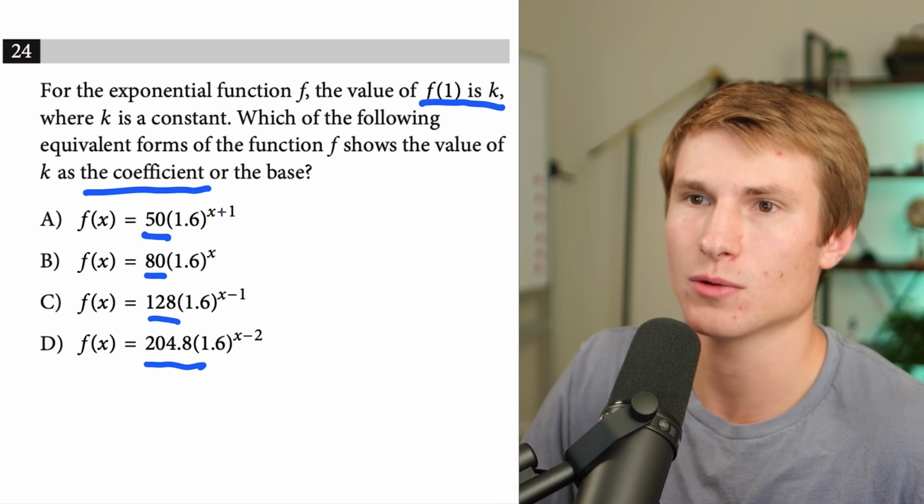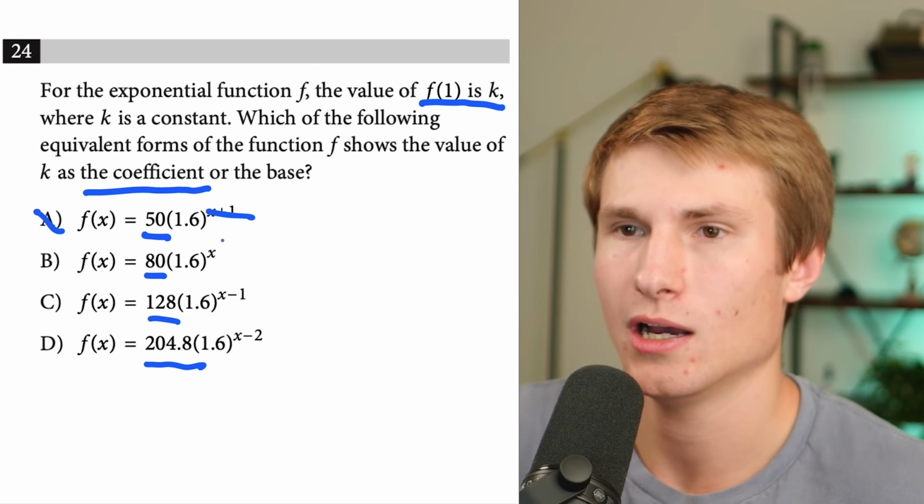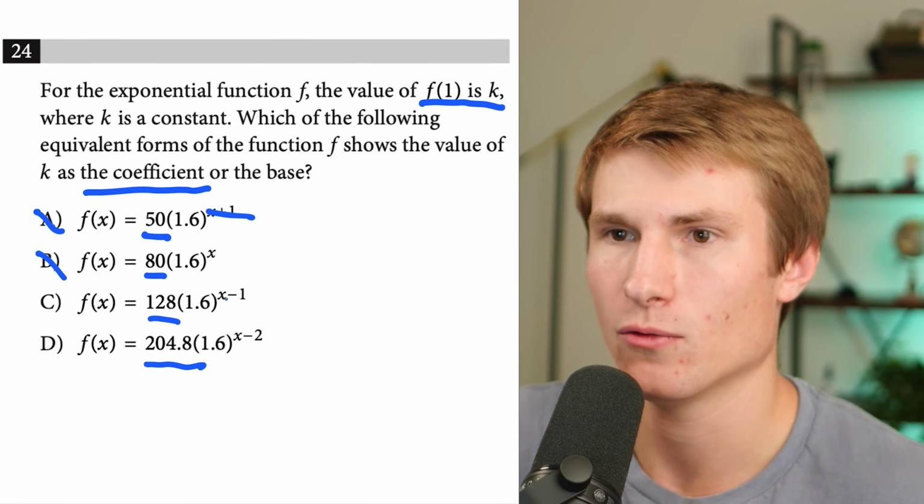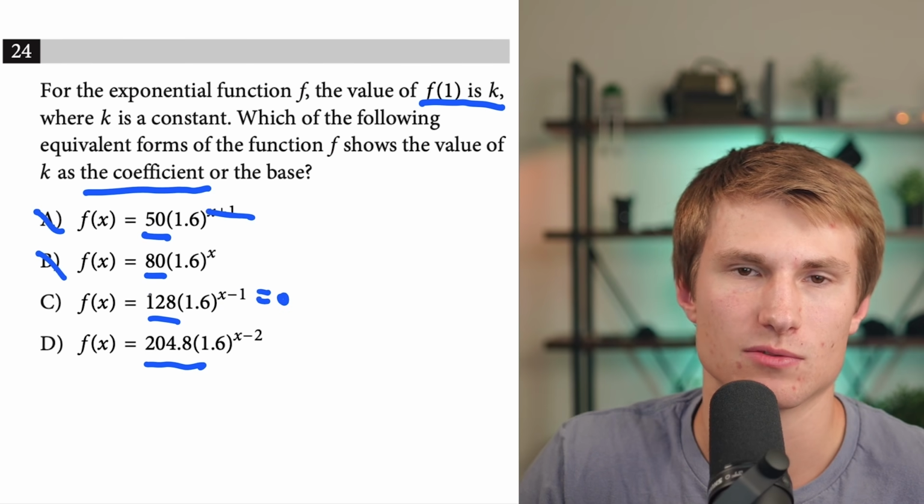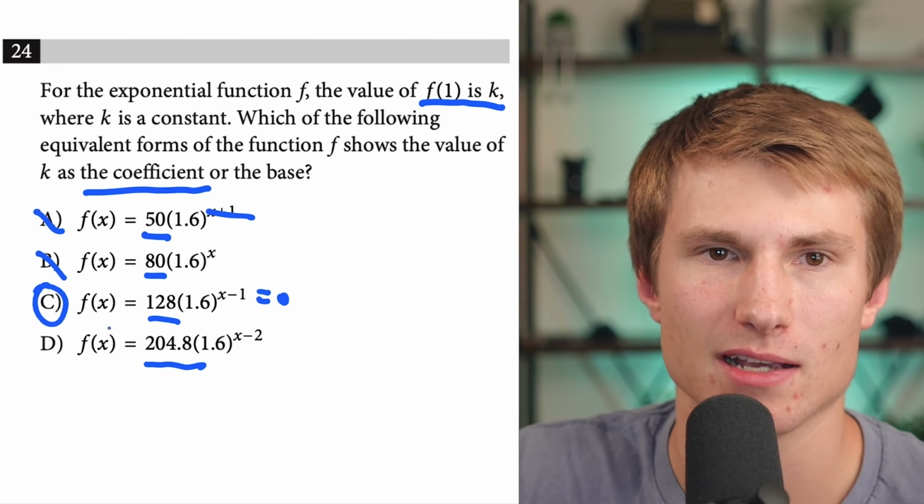So all we've got to do is find the answer choice where we are raising it to the power of 0. So 1 plus 1 would be 2, so we can get rid of A. If we just have 1, that's not 0. If we have 1 minus 1, we get that equal to 0 as the exponent. So our answer there has to be answer choice C.